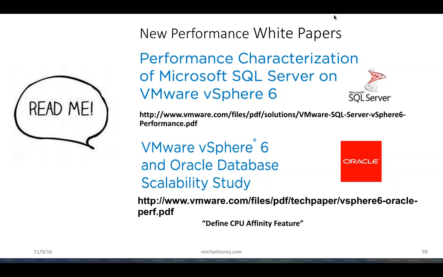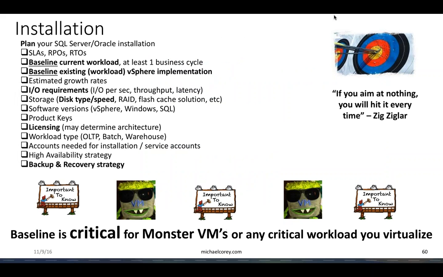Now with Microsoft, you have some other options, and they're a little easier to deal with on this issue, but it's useful to know CPU affinity. It can save a company a lot of money. Now you're going to virtualize a Monster VM. You've got to start off with the installation and having a plan.